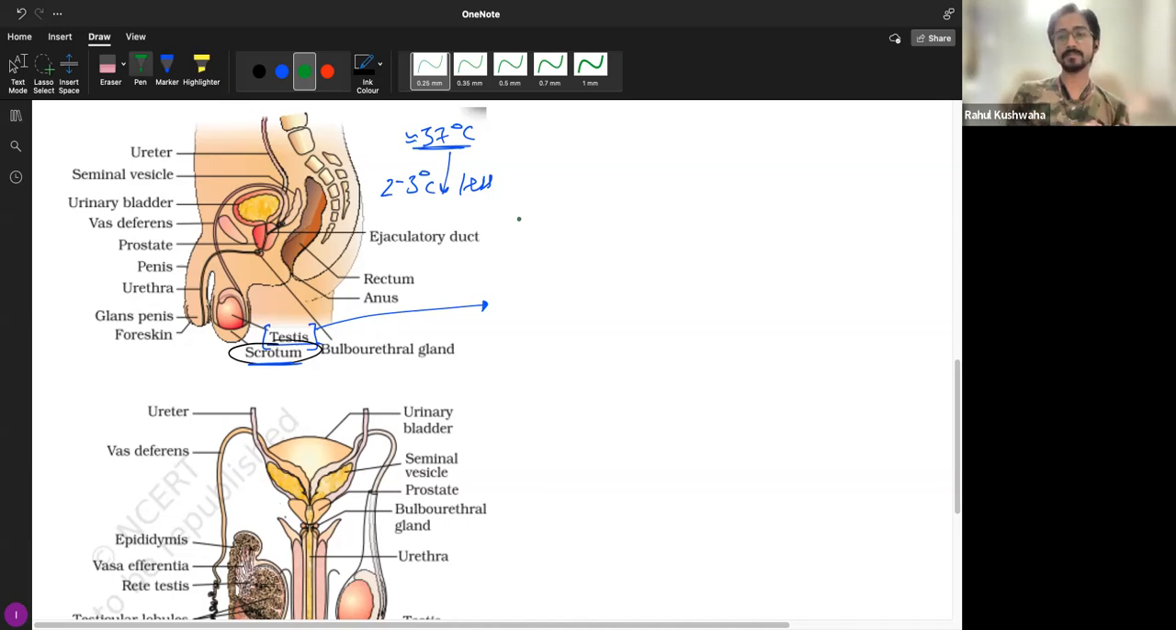So the testes are situated outside the abdominal cavity because of spermatogenesis. Now, this whole word itself tells you what it is. It is the process by which sperms are formed. So spermatogenesis requires 2 to 4 degrees lower temperature than the body temperature. Some books will say 1 to 3 degrees, some will say 2 to 3 degrees. On an average, it is 2 to 4 degrees less than the body temperature.